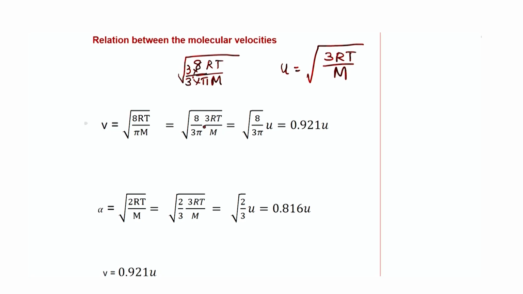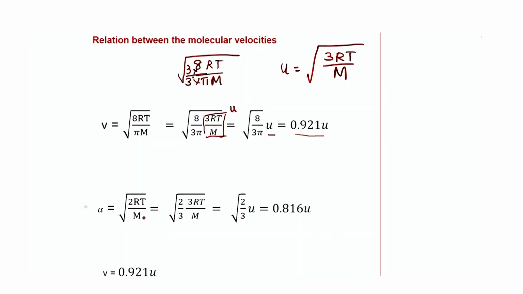Now, I have got a chance to convert this. I can take 3RT by m as the factor, the root mean square velocity u. So, the square root of 8 by 3 pi is taken out and the rest is represented as u, and if you calculate that, you will get 0.921 u.